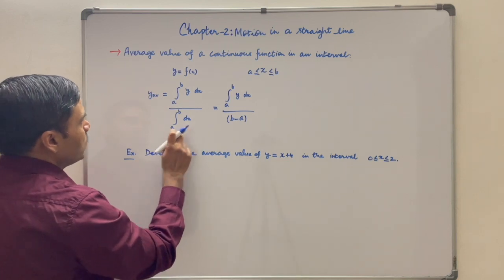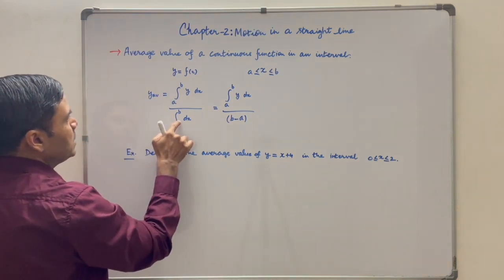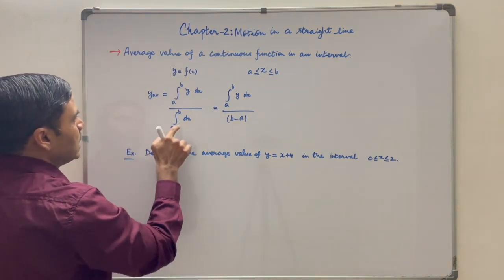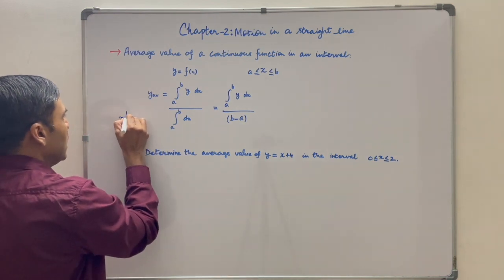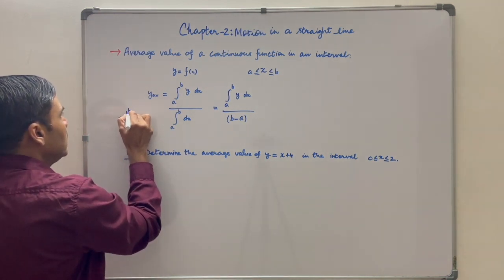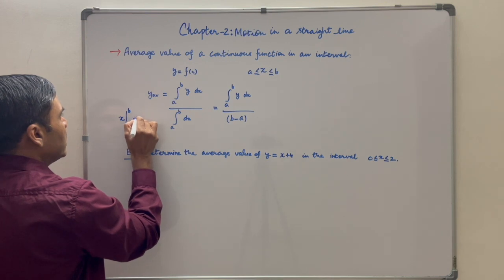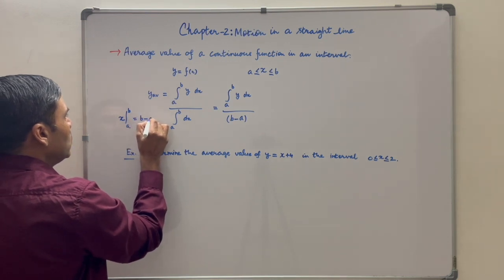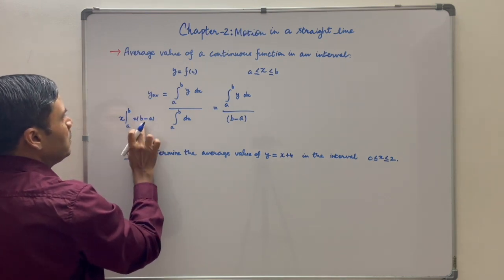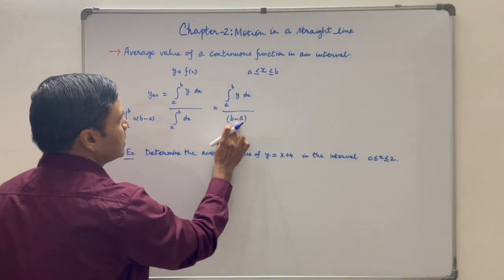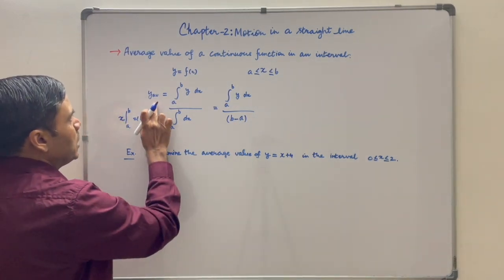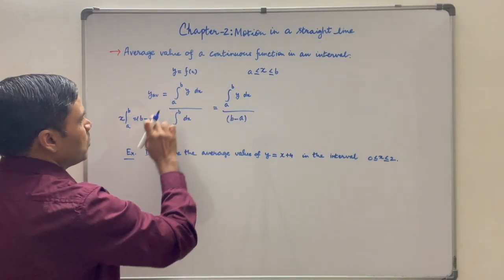Because integration of dx means integration of 1 dx, that will be equal to x, and when you put the limits, it will be higher limit b minus lower limit a, so its value will be b minus a. That's what it is written here. So the average value can be calculated by this formula.